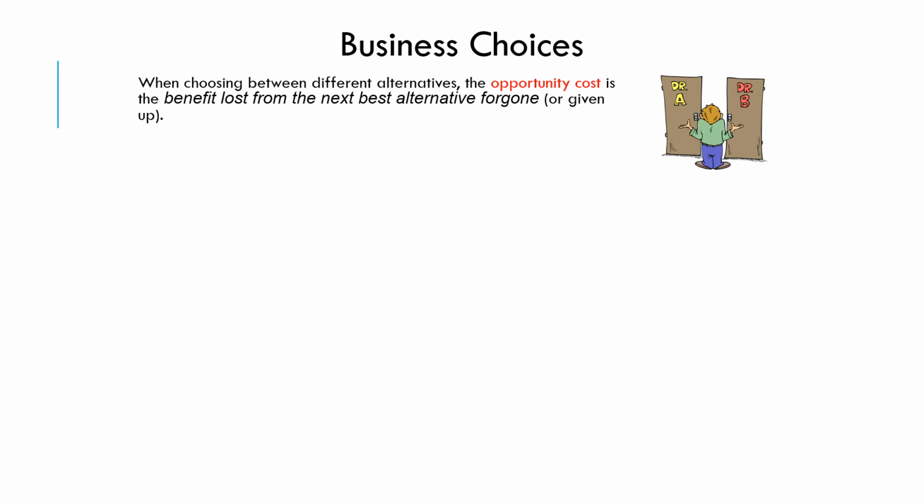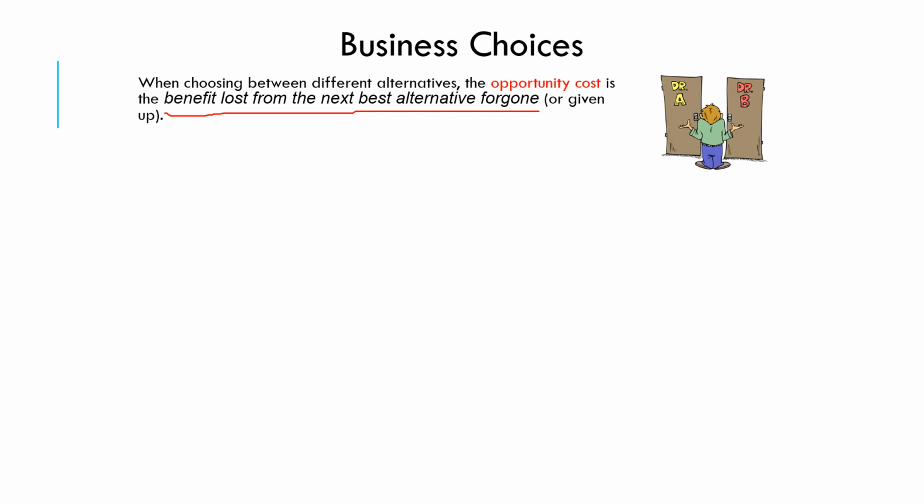Often businesses have to choose between two different alternatives. Should I invest in my marketing or should I invest in building a new factory, for example? And a way in which a business can assess that decision, what is the best decision, is to think about the opportunity cost. And the opportunity cost is the benefit lost from the next best alternative foregone. So for example, if we choose to go with the marketing strategy, the opportunity cost of that decision is the benefits we could have had if we'd built the new factory.